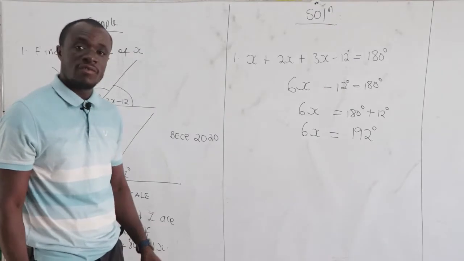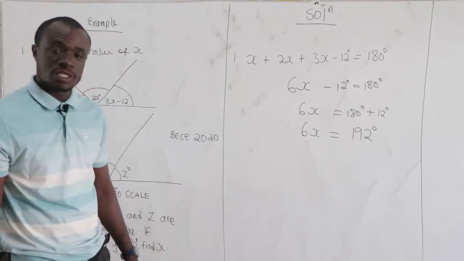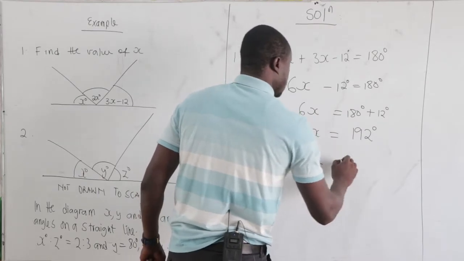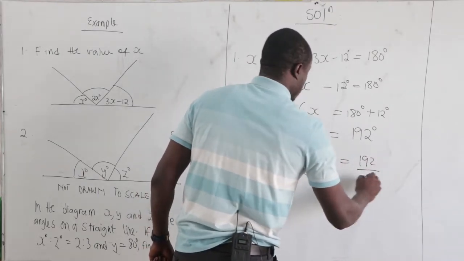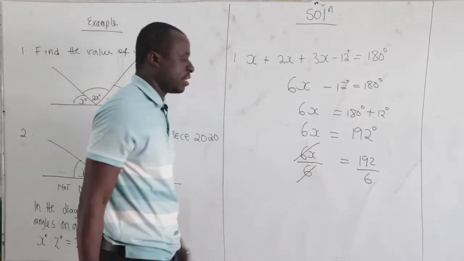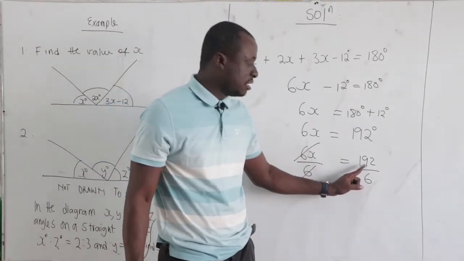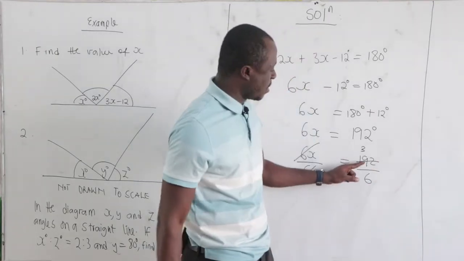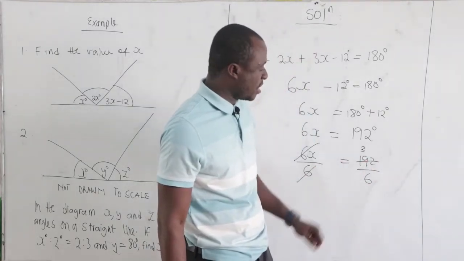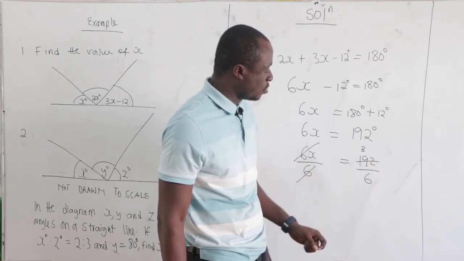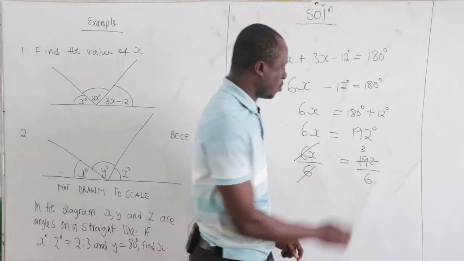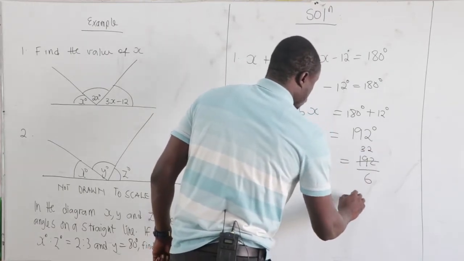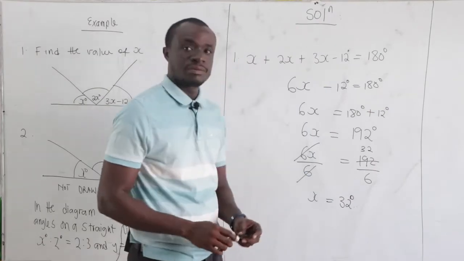We want to find x, so we divide both sides by what is multiplying the x, which is 6. So we have 6x all over 6 equal to 192 all over 6. This cancels out. Now how many times will 6 go into 19? 6 will go into 19 3 times. Remember 1, we have to add a 1, that will be 12. 6 will go into 12 2 times. Hence, our x is 32 degrees.